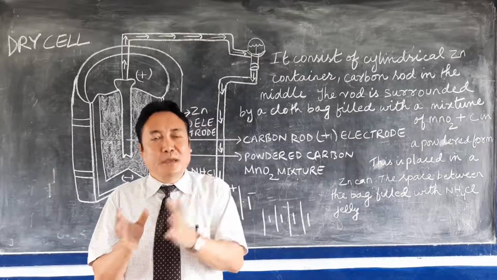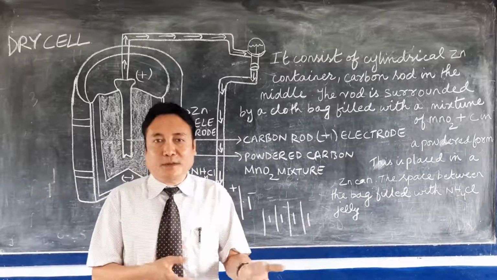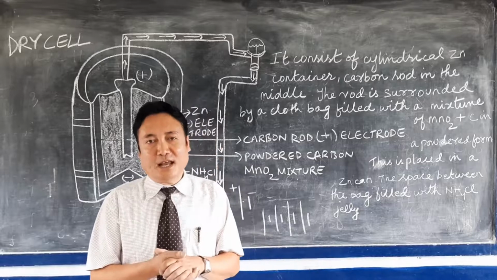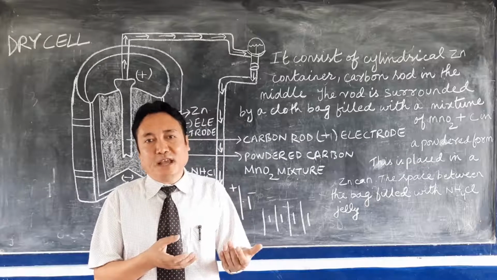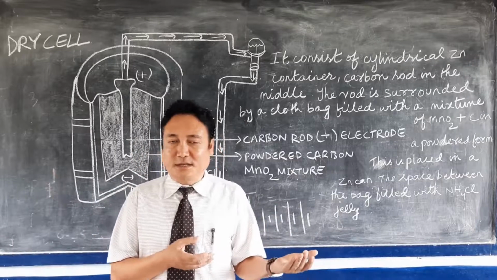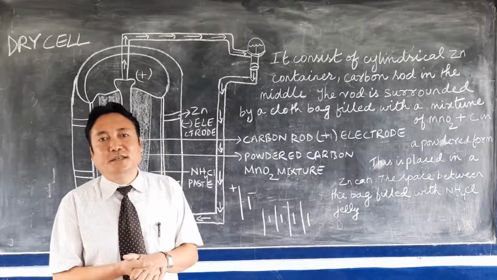So remember that secondary cells can be used again and again, they can be recharged, whereas the primary cell cannot be used again and again, and cannot be recharged. Once the chemical reaction gets over, you will discard it. So these are the primary and secondary cells. Now today we will come to the dry cell.